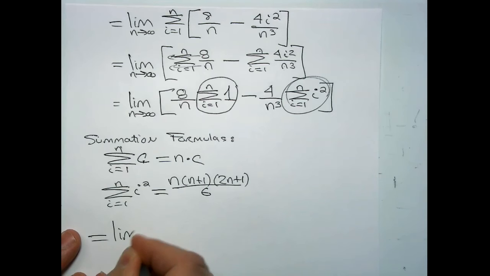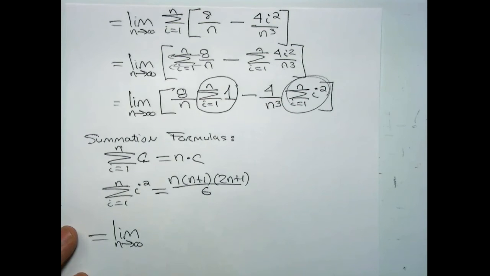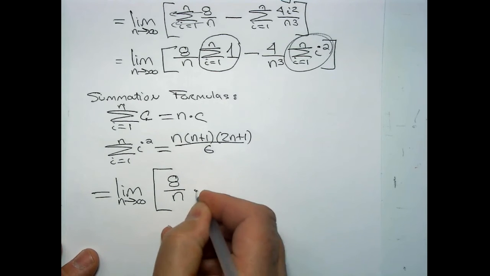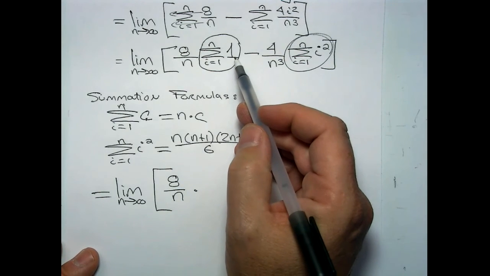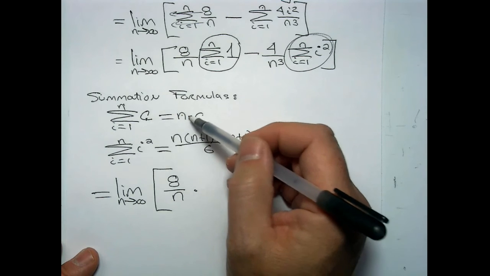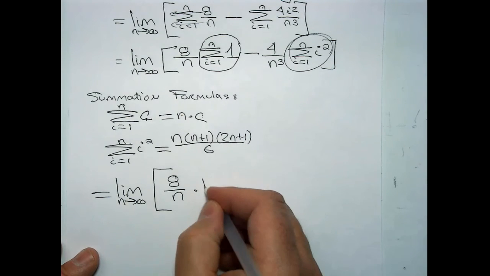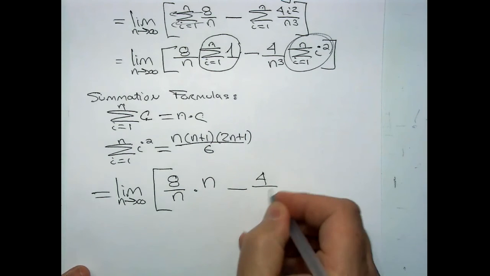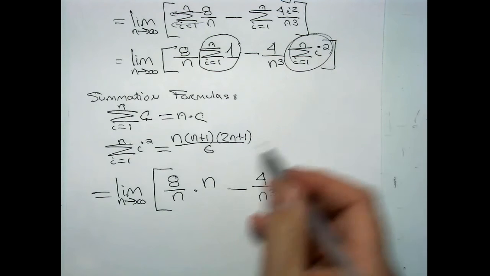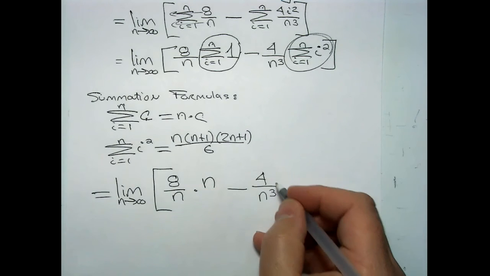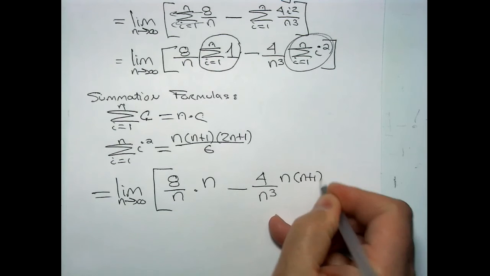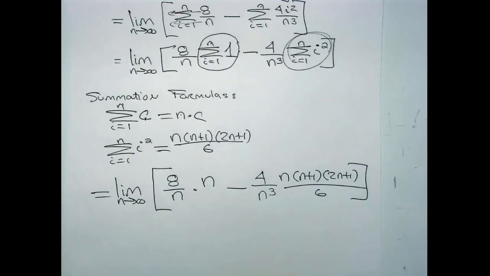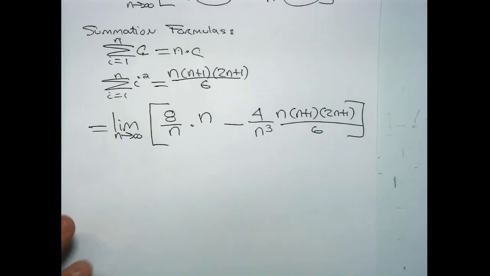Now the limit gets copied over and over. We're not ready for that limit yet, so let's copy it. Now here's what I get. 8 over n is parked out front and waiting. What's the sum of a constant again? Well, here it is. It's simply n times c. N times 1 is n. Minus 4 over n cubed. What's the sum of I squared? Well, unfortunately, it's this formula here, so I'll write it down. n plus 1, 2n plus 1, all over 6. Well, at least you don't have to worry about sigma anymore.